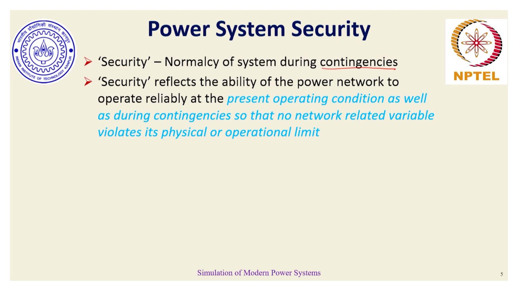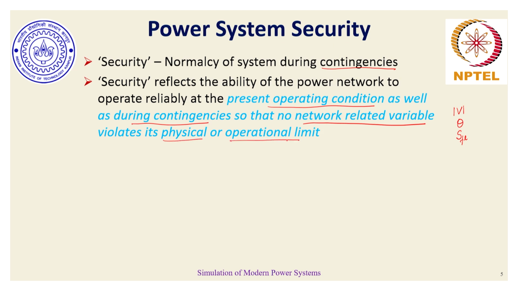So security, as I mentioned in detail, is basically the ability of the network to operate in a reliable condition, not only in the present condition, but also for the next sequence of events where contingencies may happen. By normal condition, there is another inference to normalcy. The other inference is that no network related variable, that is no bus voltage magnitude, no phase angle, no power flow on a line, these are all physical quantities, should violate its limits. These quantities should also be within their physical or operational limits.